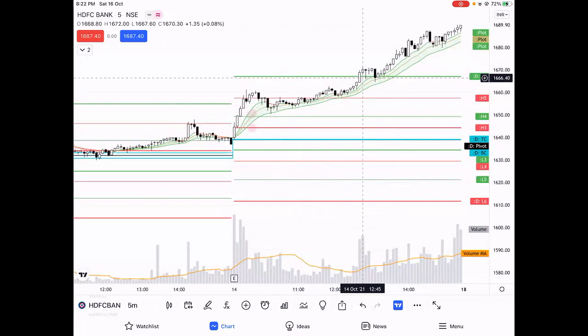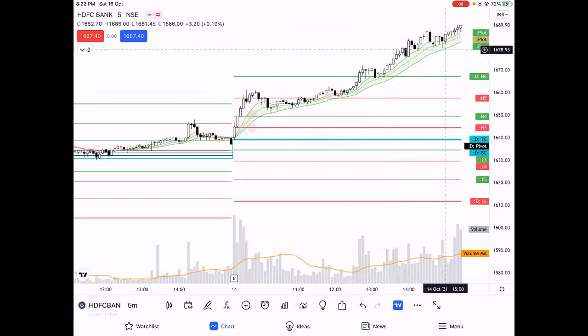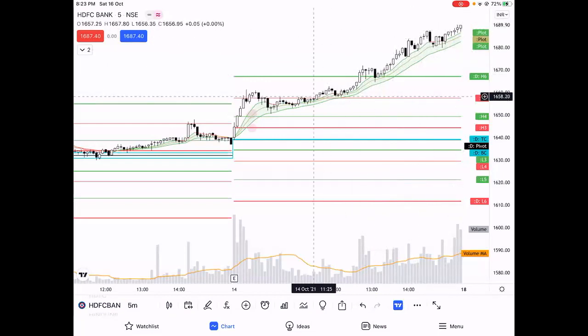Reversal indication, right? So now you can see the entire day the stock tried to move up, gave a dip, tried to move up, gave a dip, tried to move up, gave a dip, tried to move up, closed above, right? So how many dips are here? 1, 2, 3, 4, then 5, right?